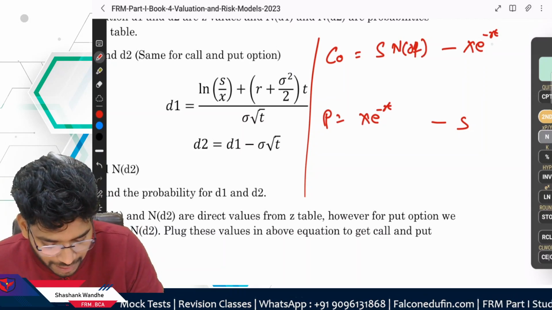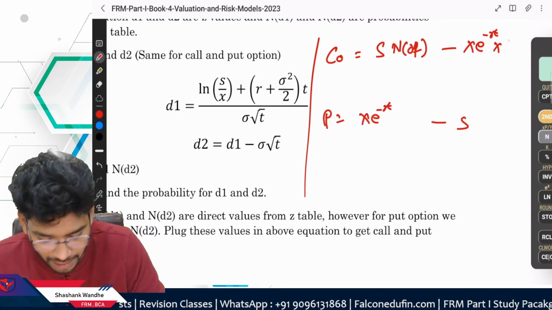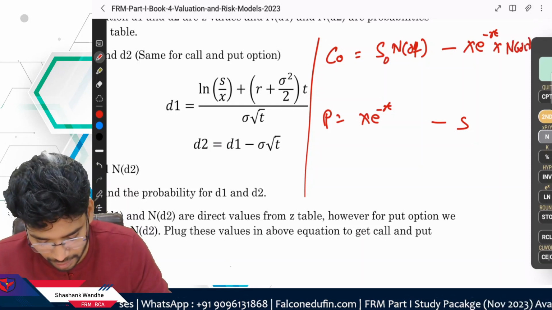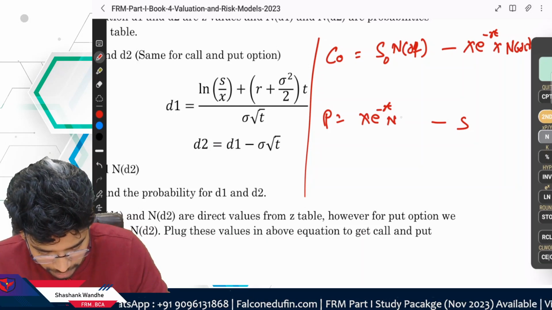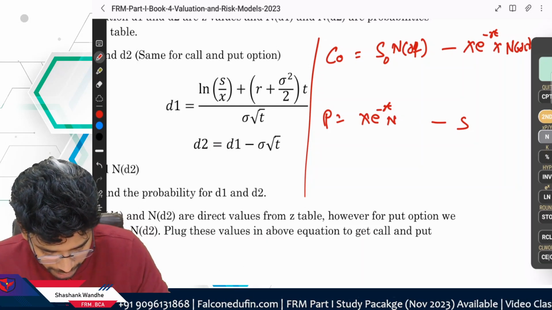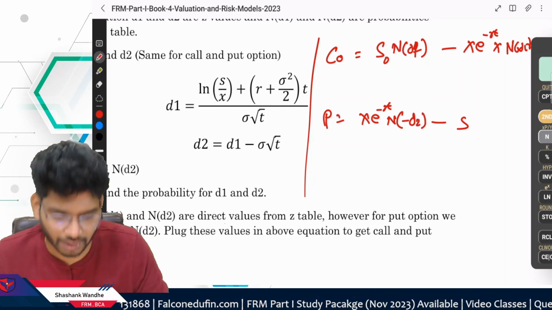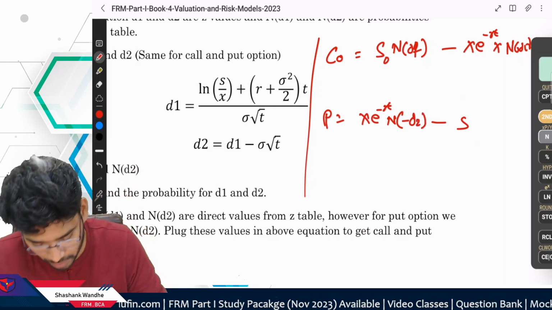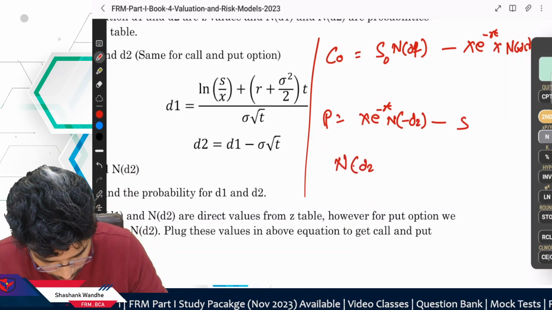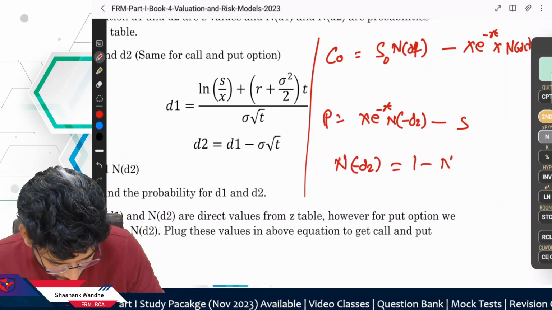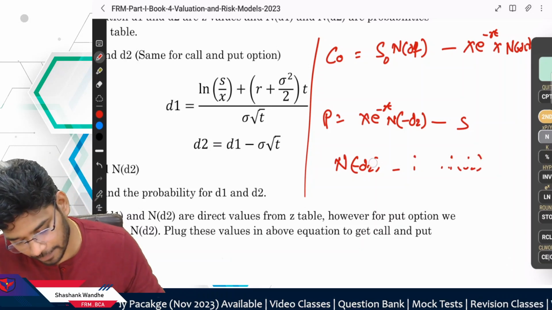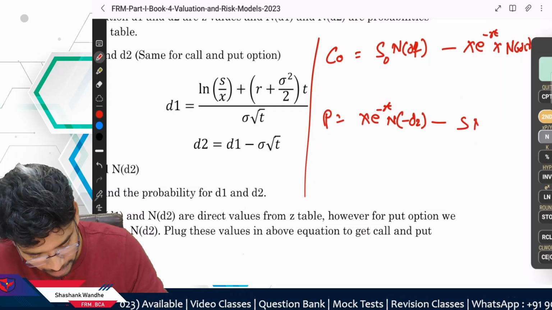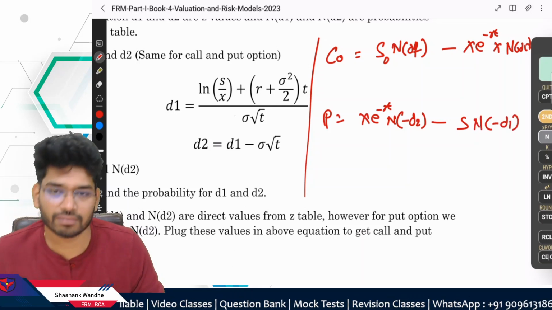Then you multiply it with N(d1): S is multiplied with N(d1), where S is S0, and the strike part is multiplied by N(d2). For the put, this is N(minus d2). Remember, N(minus d2) and 1 minus N(d2) are exactly the same. So N(minus d2) is equal to 1 minus N(d2). The same is applicable for d1. Here N(minus d1). So simply this is the formula.